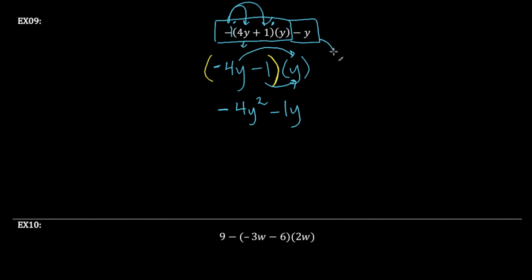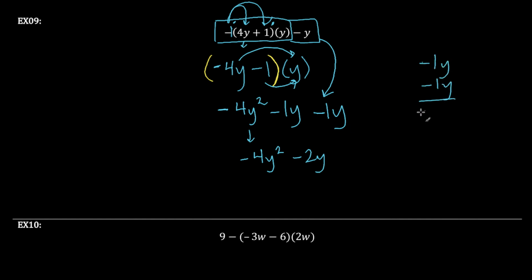Now we can move on to this one. But there's nothing really here to do, so we just bring it down. Minus y. There's nothing to combine with this. So minus 4y squared. Minus 1y is minus 2y. Remember, we're combining. So if you take away 1y and you take away 1y, you're taking away 2y. They're already in order. Okay, and there we go.